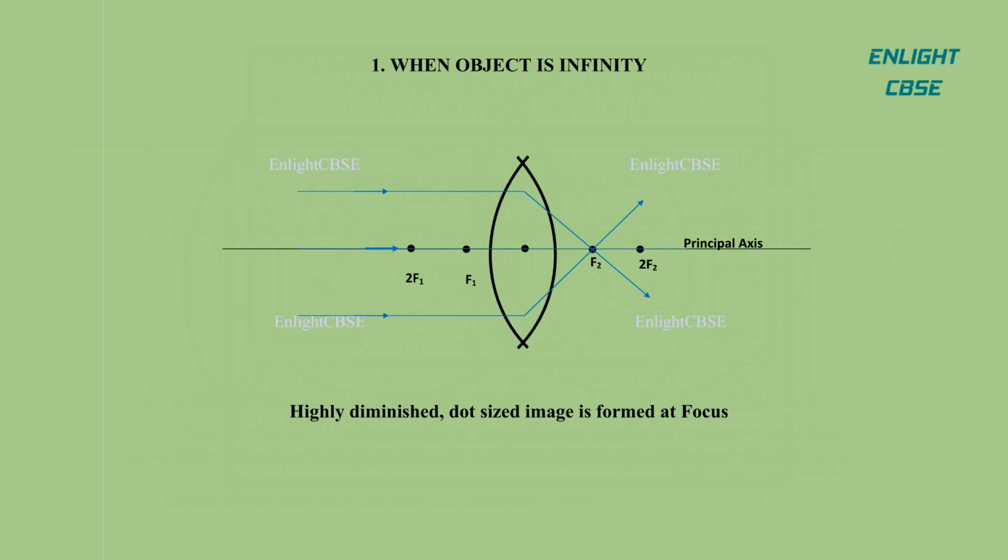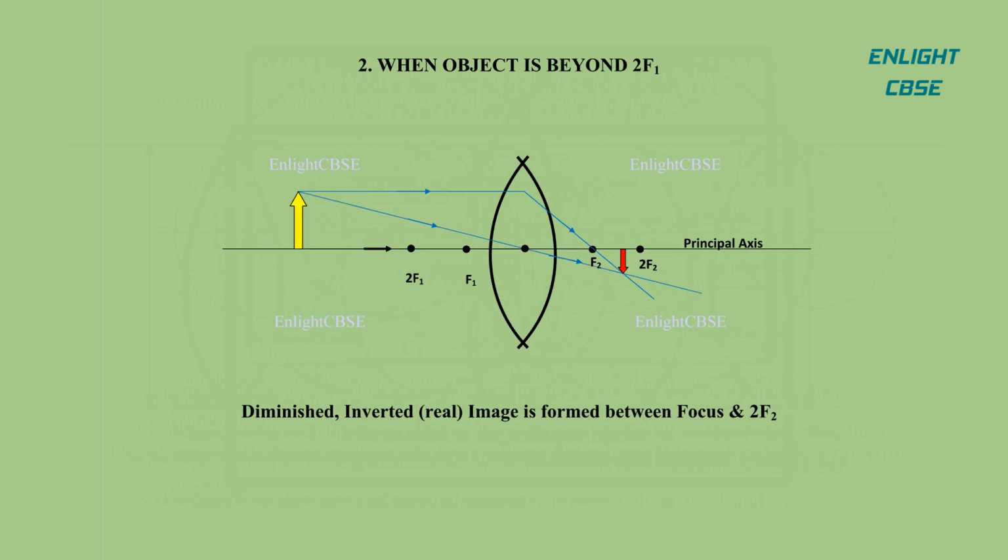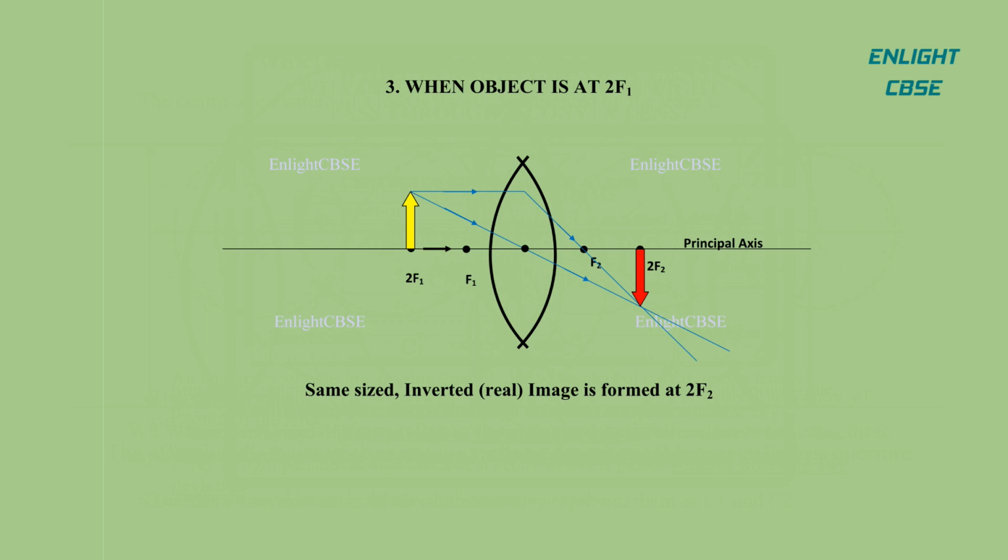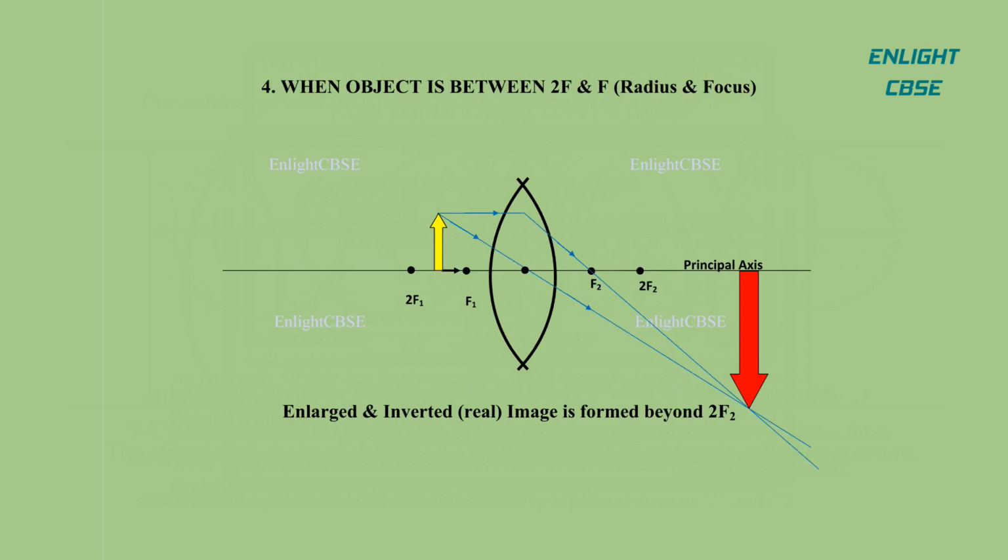When object is at infinity, a highly diminished, dot-sized image is formed at focus. When object is beyond 2f, a diminished, inverted, real image is formed between focus and 2f. When object is at 2f, a same-sized, inverted, real image is formed at 2f. When object is between 2f and f, radius and focus, an enlarged, inverted, real image is formed beyond 2f.